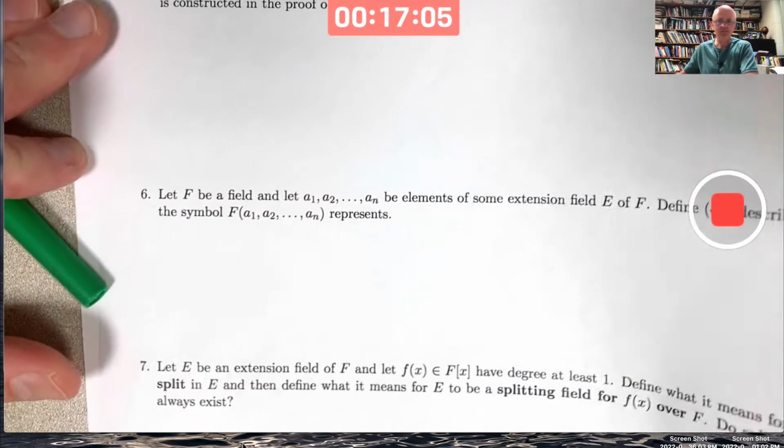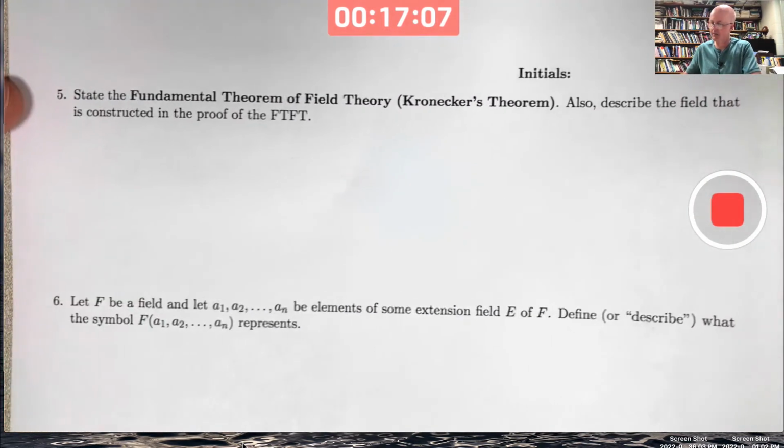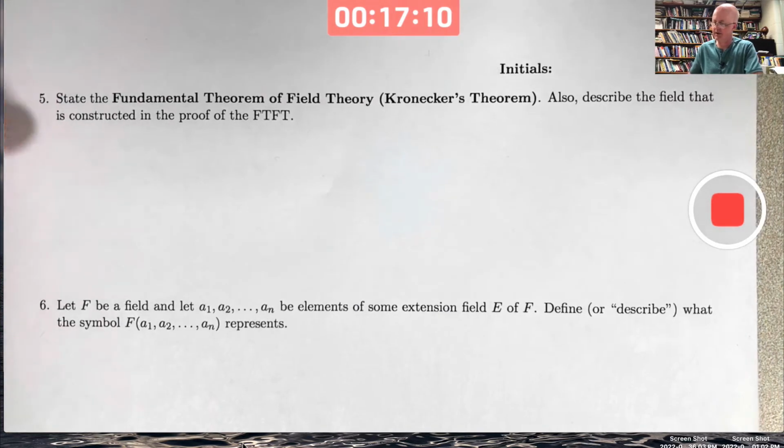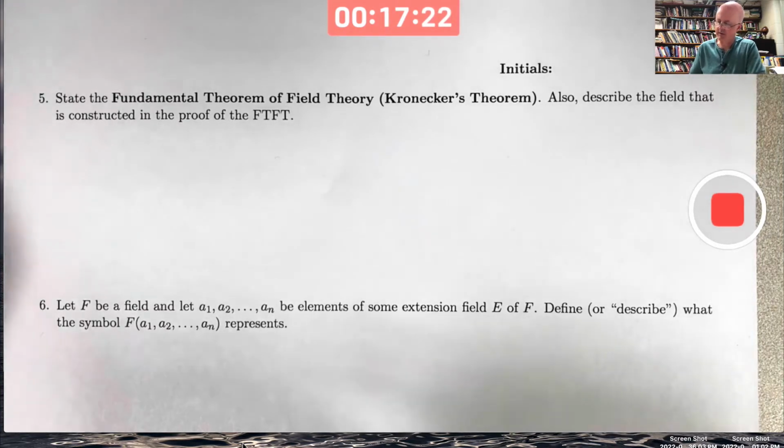Page 2, we start with a problem that says, state the fundamental theorem of field theory, also called Kronecker's theorem, and also, based on the proof, describe the field that is constructed in that proof of the fundamental theorem of field theory. First of all, what does the fundamental theorem of field theory say?